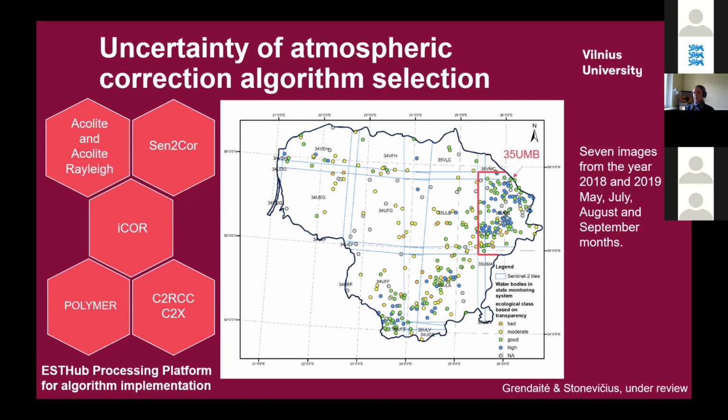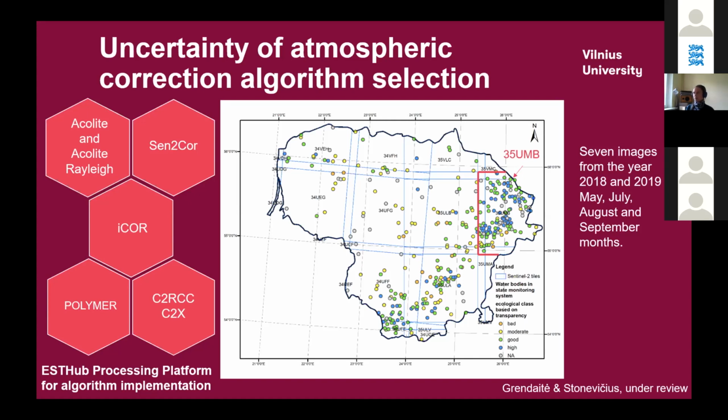ICOR, Polymer, and C2RCC. And ESTHub processing platform was really helpful in implementing these algorithms, as Centocore, Polymer, C2RCC is there in the processing platform. So it was really easy to apply it on the 7 different images on a tile in the eastern Lithuania that covers 136 lakes.